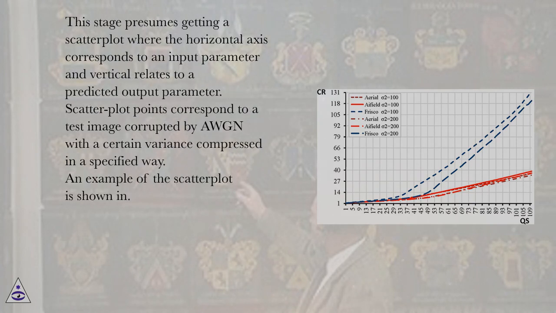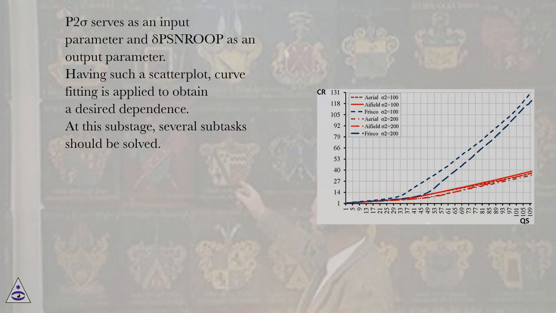Obtaining dependence between output and input parameters is a special stage performed in advance, offline. This stage presumes getting a scatterplot where the horizontal axis corresponds to an input parameter and the vertical axis relates to a predicted output parameter. Scatterplot points correspond to a test image corrupted by AWGN with a certain variance, compressed in a specified way. An example of the scatterplot is shown, where P2 sigma serves as an input parameter and delta snoop as an output parameter. Having such a scatterplot, curve fitting is applied to obtain a desired dependence.